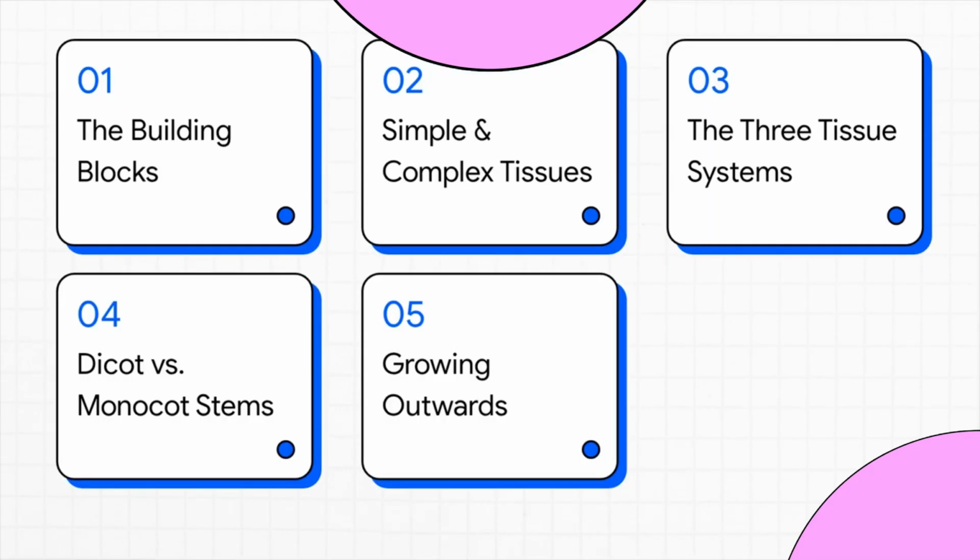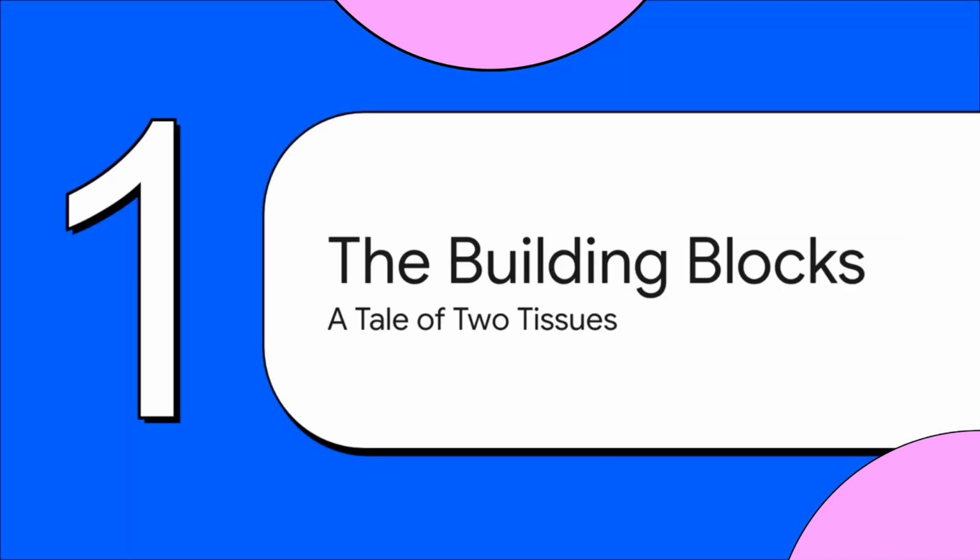All right, so here's our game plan. First up, we'll get into the fundamental building blocks. Then, we'll check out the actual materials they create, both the simple and the complex stuff. After that, we'll see how all those pieces get assembled into big functional systems. We'll even compare a couple of major design plans, and finally, look at how some plants have a strategy for serious long-term expansion.